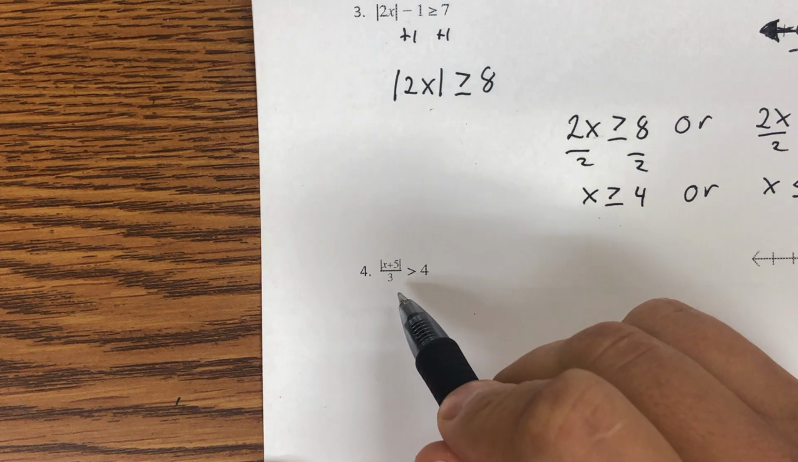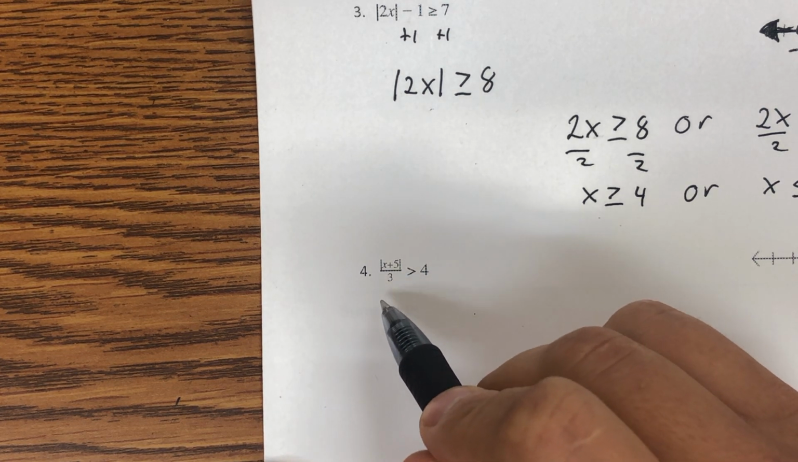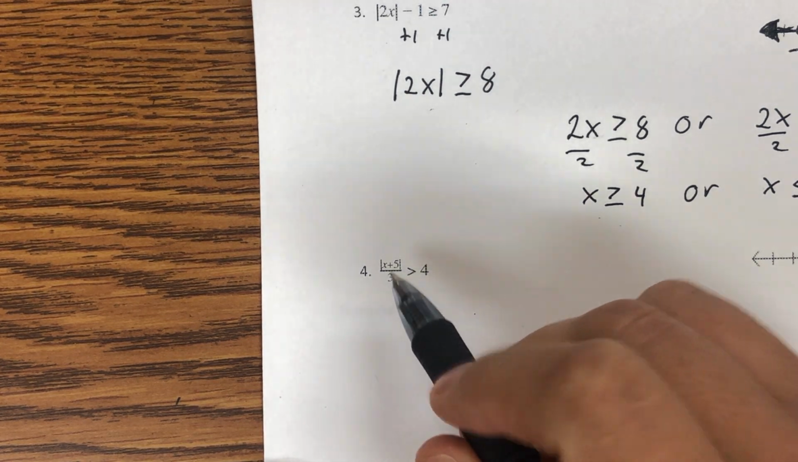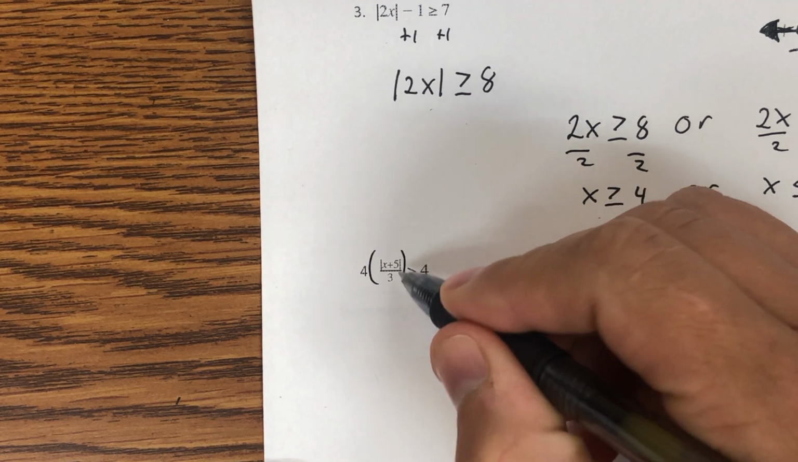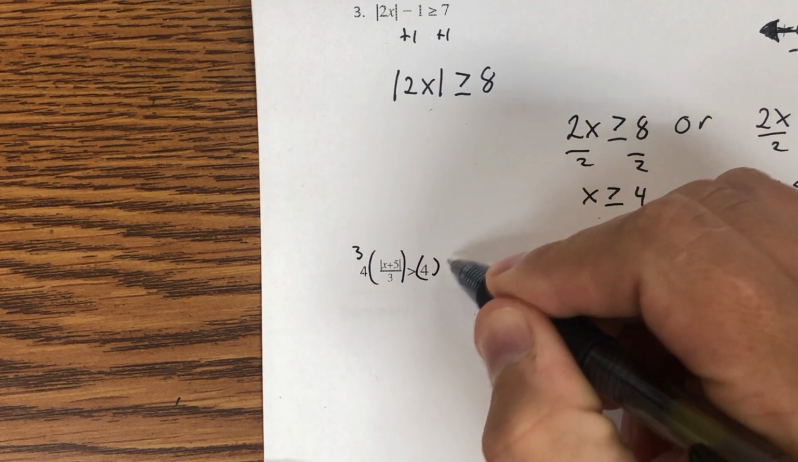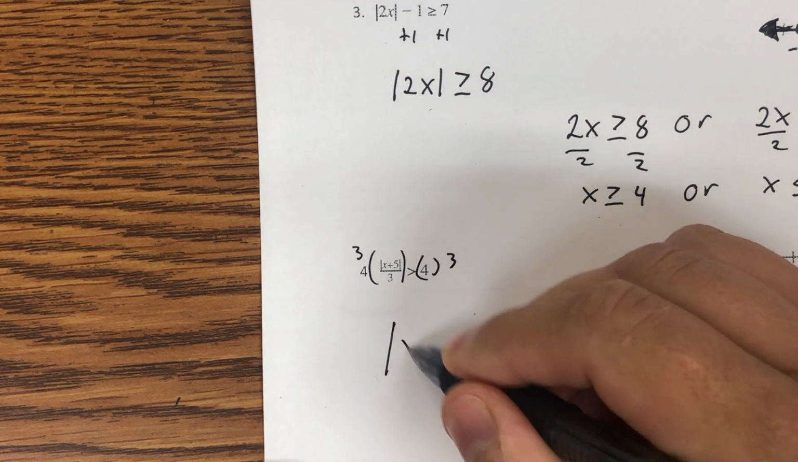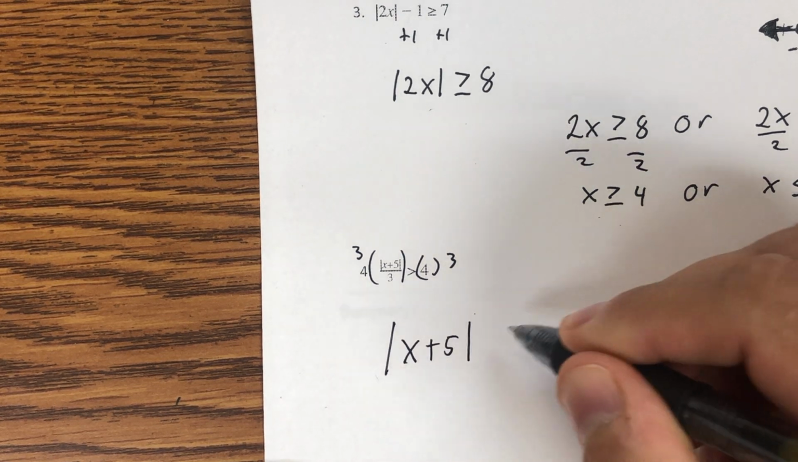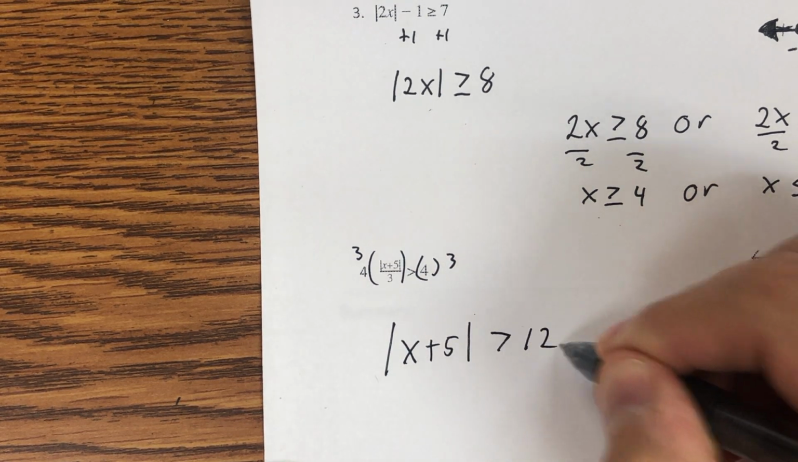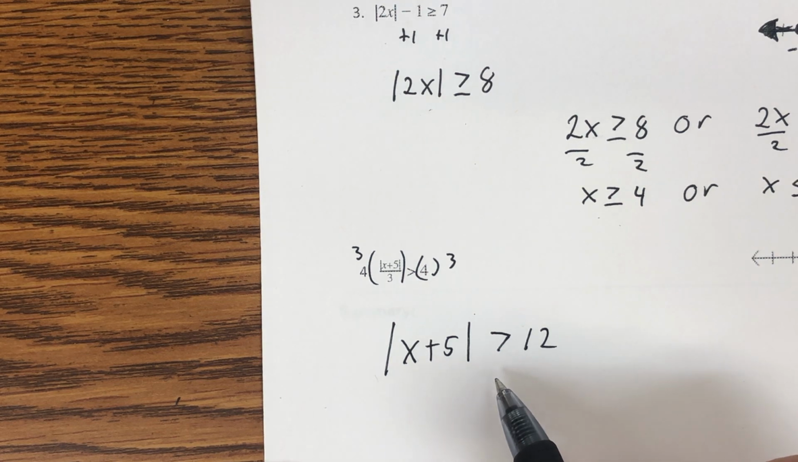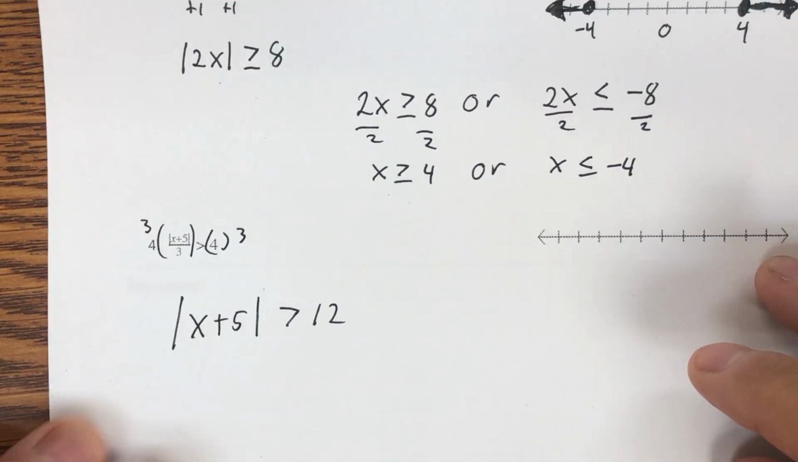Problem says the absolute value of x plus 5 on top, over 3. So to get rid of the division, I have to multiply both sides by 3. Rewrite the absolute value: x plus 5 greater than 12. So we have a greater than again. Rewrite the inequalities as the compound inequality.